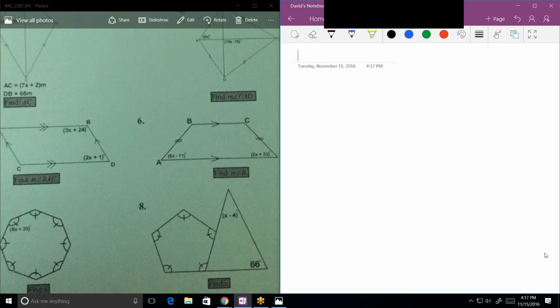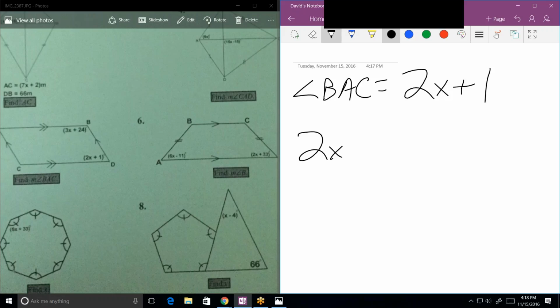So here they want us to figure out BAC. BAC, which is angle A, is equal to which other angle that we're looking at? BAC is equal to BDC. Okay, BAC. And then we also know that ADB and CDB are supplementary. So 2x plus 1 plus 3x plus 24 equals 180. I'm going to start by combining like terms.